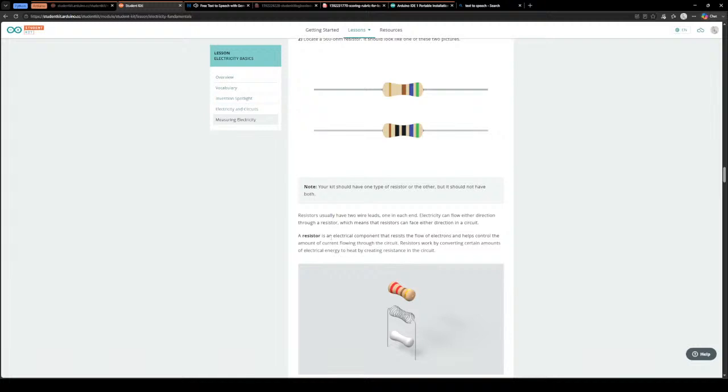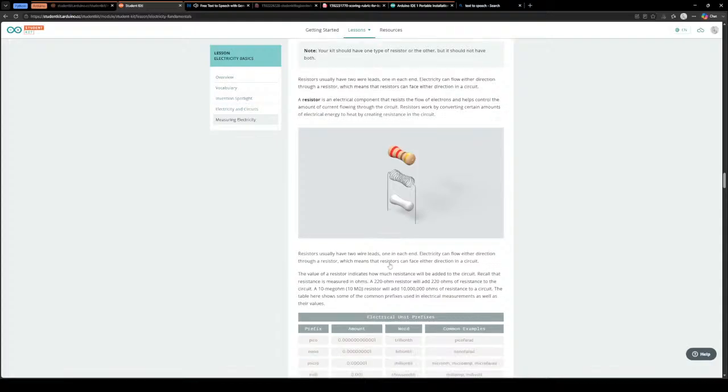Electricity can flow either direction through a resistor, which means that resistors can face either direction in a circuit. A resistor is an electrical component that resists the flow of electrons and helps control the amount of current flowing through the circuit. Resistors work by converting certain amounts of electrical energy to heat by creating resistance in the circuit.